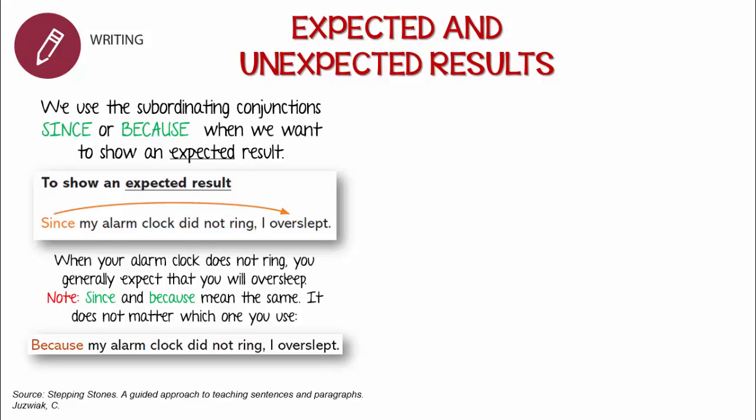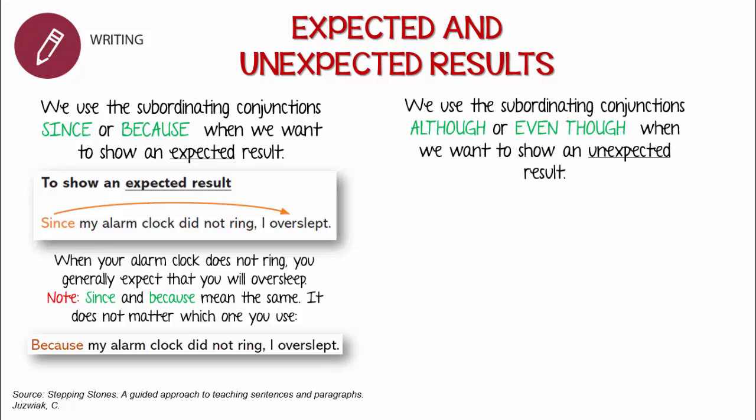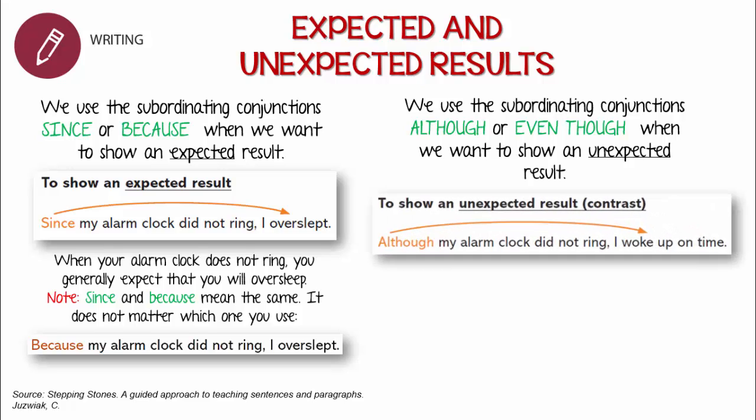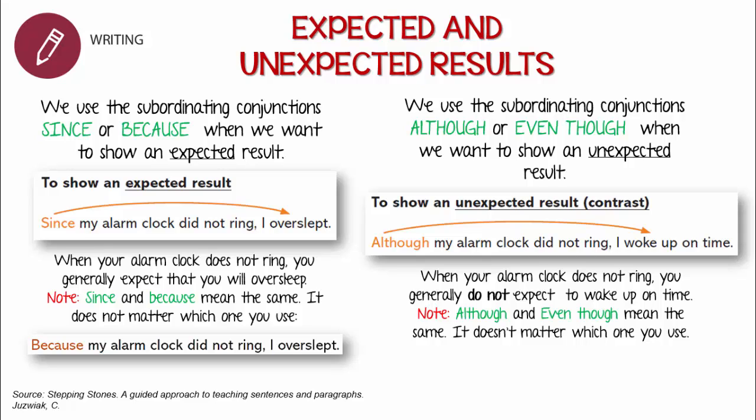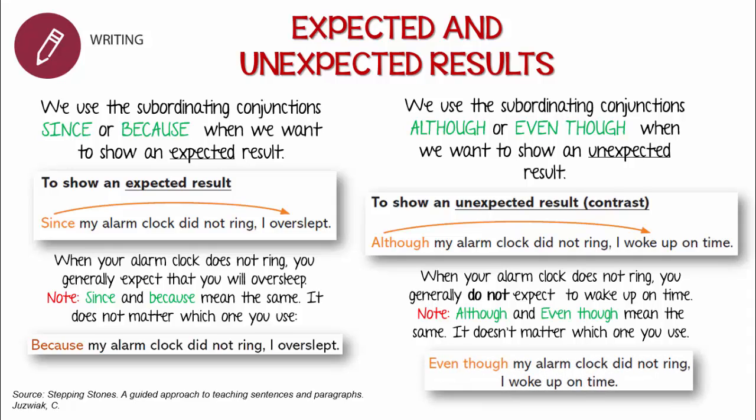It means the same. We use the subordinating conjunctions although or even though when we want to show an unexpected result. Although my alarm clock did not ring, I woke up on time. When your alarm clock does not ring, you generally do not expect to wake up on time. Note that although and even though mean the same. It doesn't matter which one you use. Even though my alarm clock did not ring, I woke up on time.